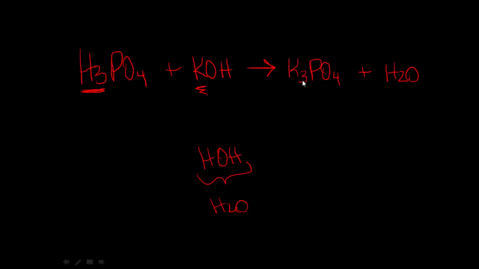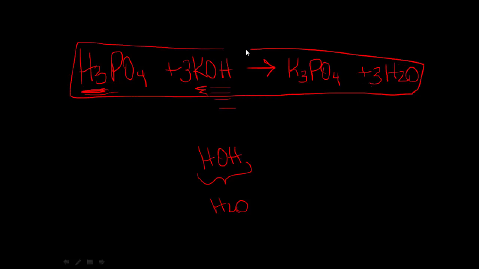And of course, we have to balance it. I see that potassium is not balanced. I always start with my metals, so I need 3. So I'm going to put a 3 over here. And then I have 3 hydrogens and 3 hydroxides, so I'm going to make 3 waters. So that would be my final balanced neutralization or acid-base reaction.